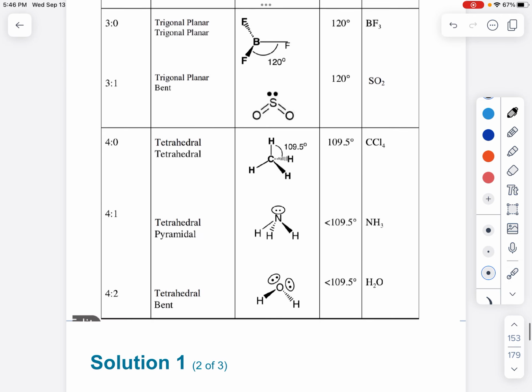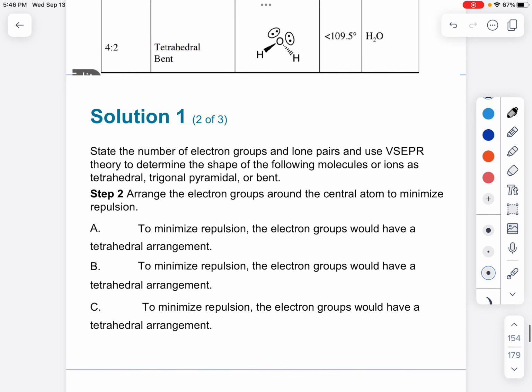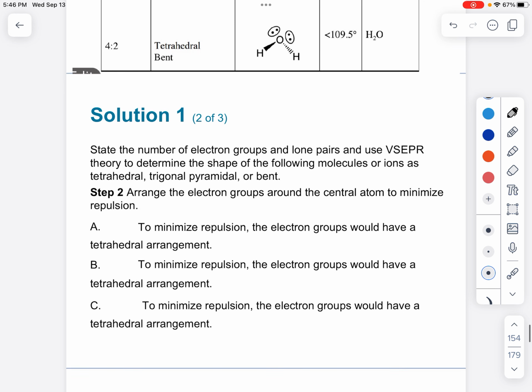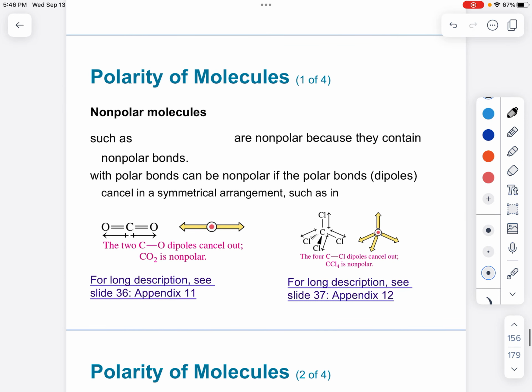Here's my table again. State the number of electron groups in lone pairs and use, oh, we already did it. Okay. It's still part of the solution. Okay, now we have shapes of molecules. We know about bond polarity. Now we have to apply this to molecular polarity. I'm going to fill in some stuff here.